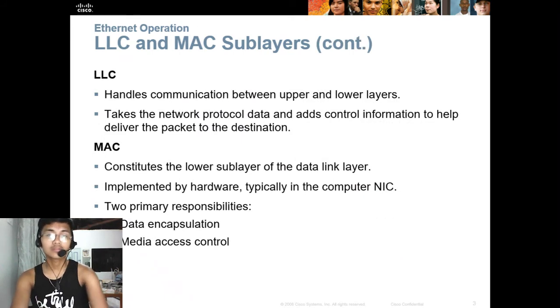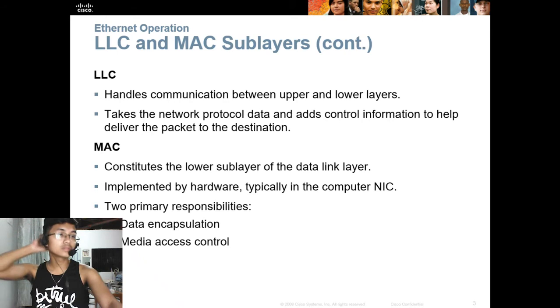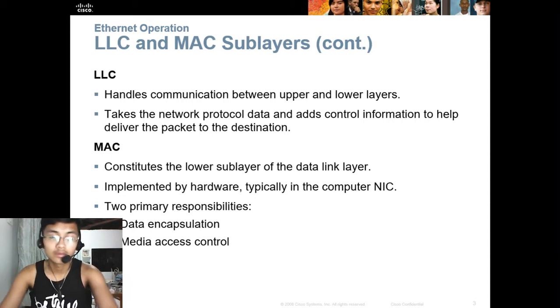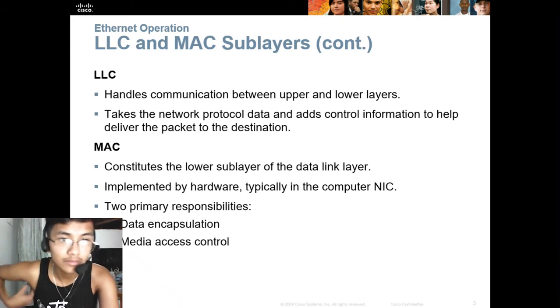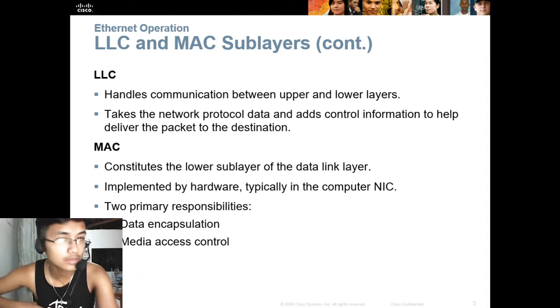Continuation: LLC handles communication between the upper and lower layers. It takes the network protocol data and adds control information to help deliver the packet to its destination. So the LLC, or logical link control, is responsible for taking the protocol data and adding some information, helping to deliver the packet from the source to the destination.